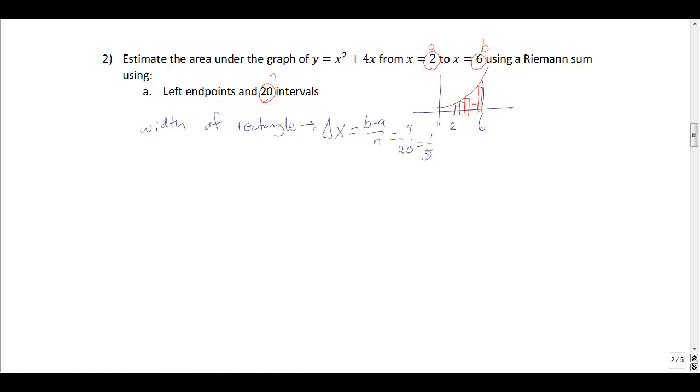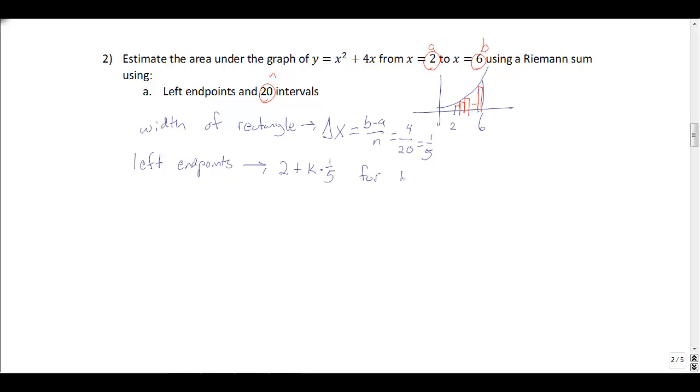So that's the width of a rectangle. And then the height is really going to be just f, so that's x squared plus 4x. So f of x, where x is the left endpoint. To do that, I need to do left endpoints, and I need to write those using a k. So I'm going to start with 2 plus, well, the first one's 2. And I'm going to write it as k times delta x, and that's going to be 1/5. The idea being I'm at 2 on the left, and for the next one I just added the width of that rectangle. Go to the next one, add the width of the rectangle. Keep adding the width of the rectangle to get the left endpoints.